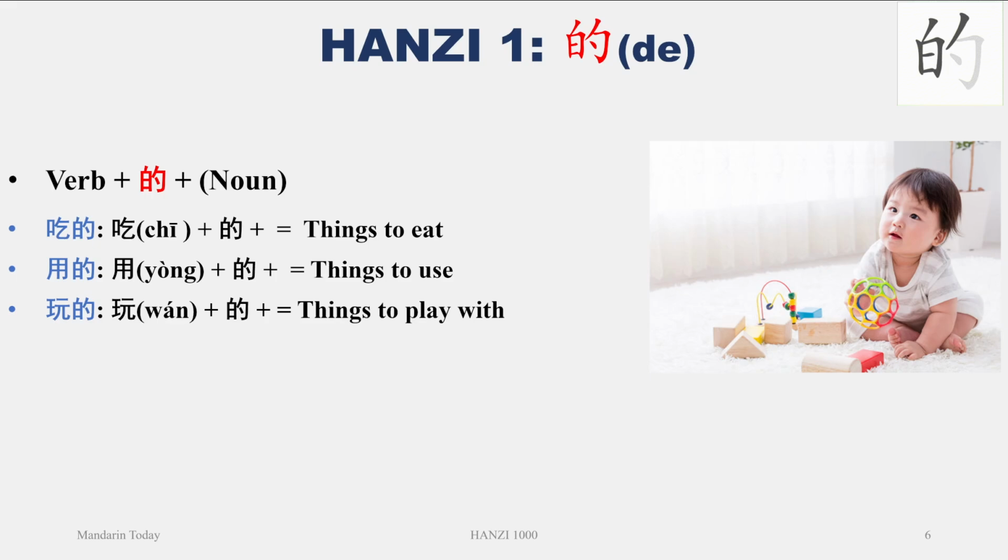And in the same way, they can say 这是用的, this is something to use. Or if the baby is pointing at a toy, the parents might say, 这是玩的, this is something to play with, 玩的. So that's easy. Let's move on.